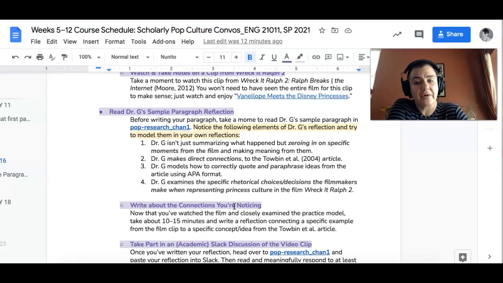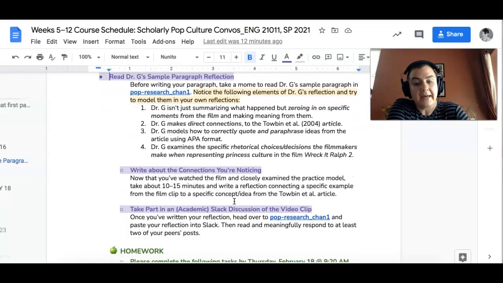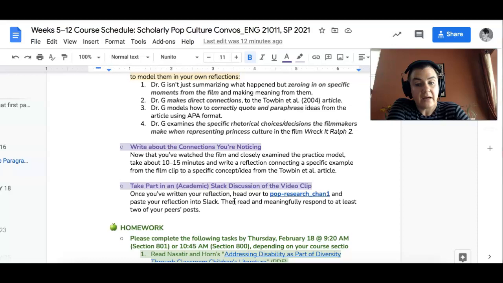After you've done that though, I want you to take about 10 to 15 minutes to write a reflection on the connections that you're seeing between the Tobin piece and the film that we watched. All right, so then you're going to try your hand at it. And you'll probably just come up with a paragraph, right? Usually people do 1 or 2 paragraphs. Don't go beyond 2 paragraphs, all right?